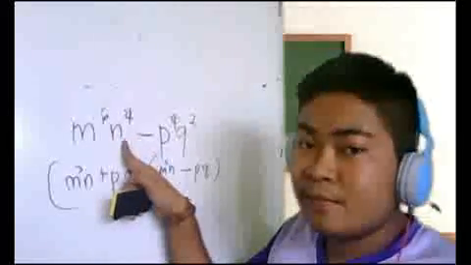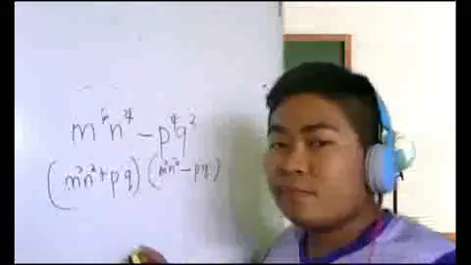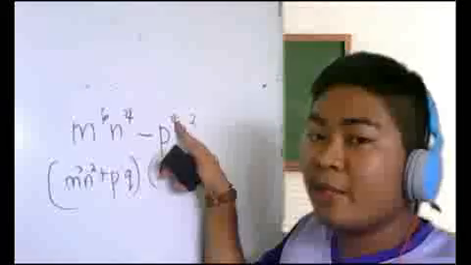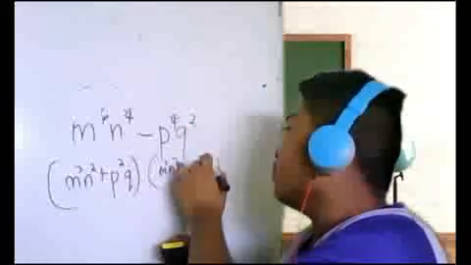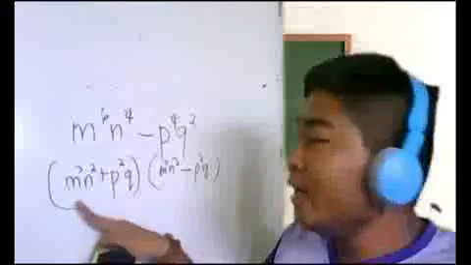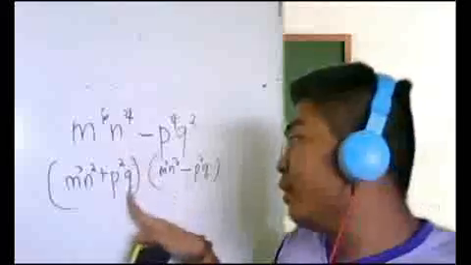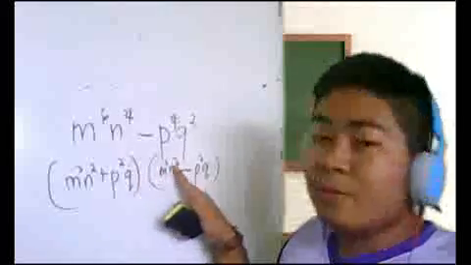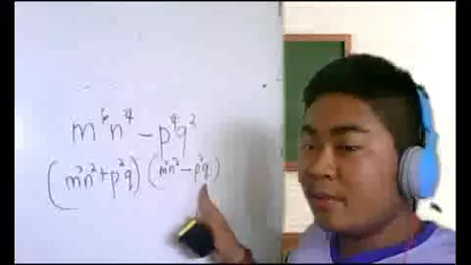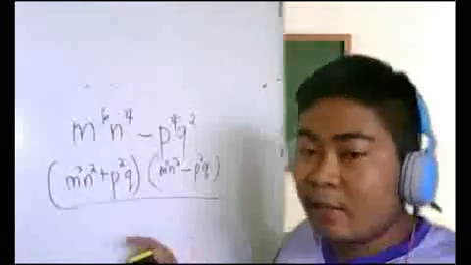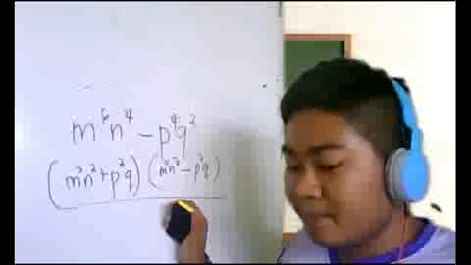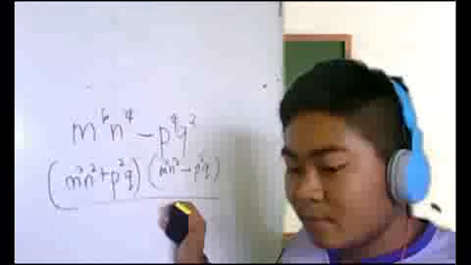How about for N? 4 divided by 2 is 2. And then for P, 4 divided by 2 is 2. And Q raised to 2, 2 divided by 2 is 1, so there's no need to write it down. So our final answer would be M cubed N squared plus P squared Q times M cubed N squared minus P squared Q. This would be our final answer. Get it? Okay.